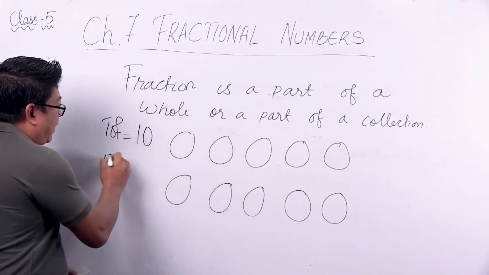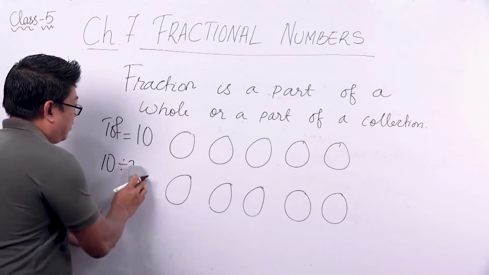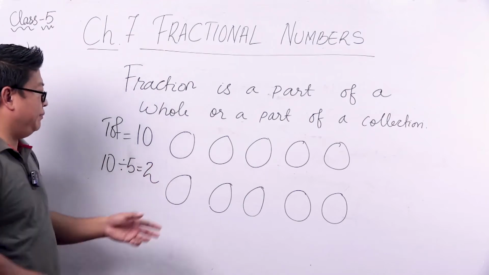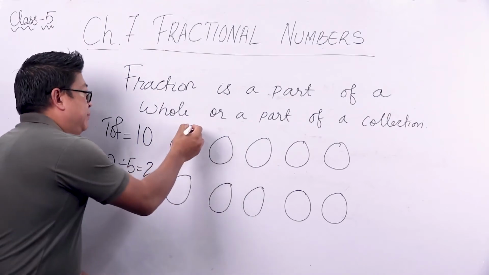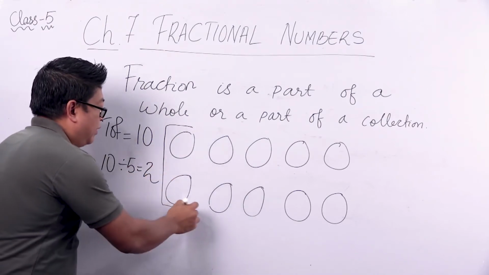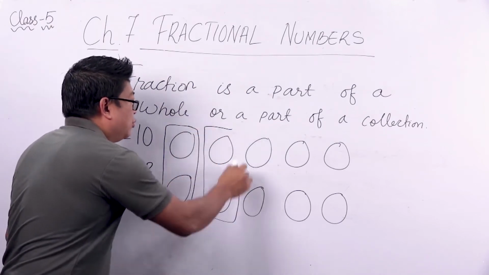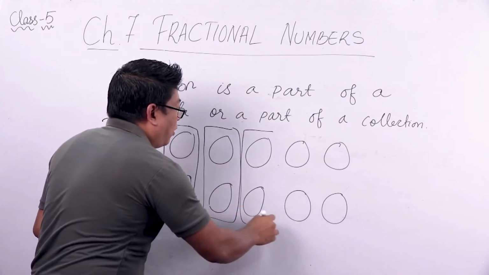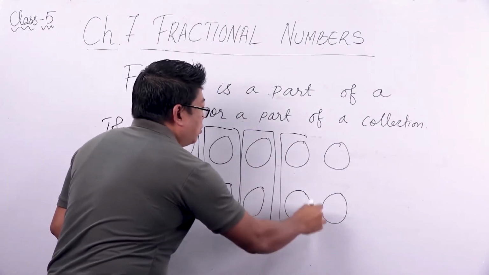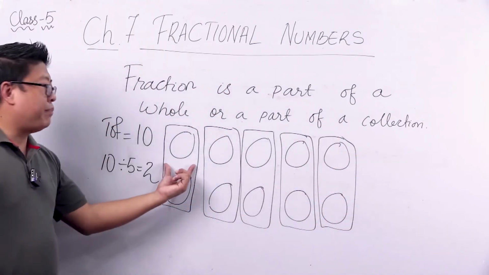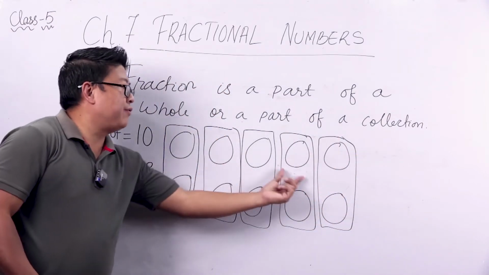So I'm going to divide 10 divided by 5. I will get 2. That means in one group there are 2 balls, in the other group 2. Similarly, all of them have 2 balls each. That means one part has 2 balls, the second, third, fourth, all are similar.